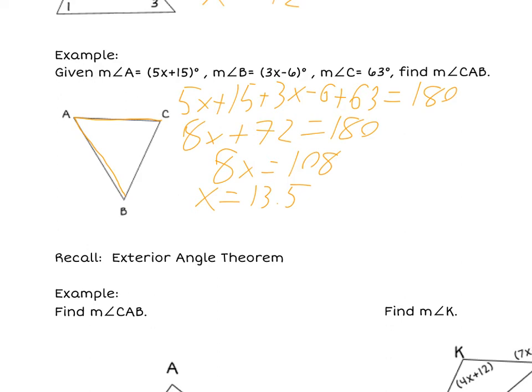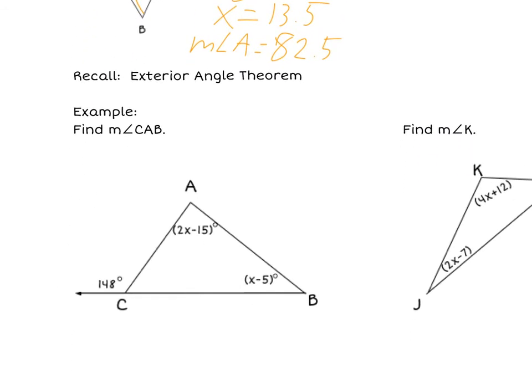We need to find the measure of CAB, also known as angle A. Well, angle A is 5x plus 15. x is 13.5, so we're going to plug 13.5 into this x to give us 5 times 13.5 plus 15, which gives us the measurement of angle A is equal to 82.5.